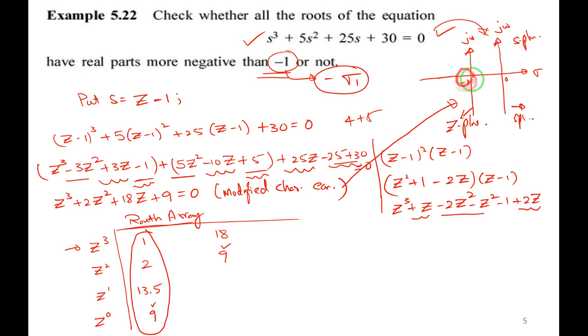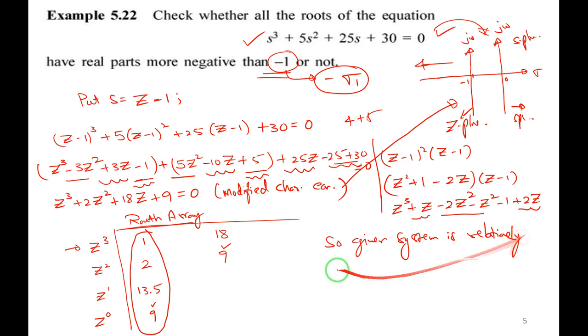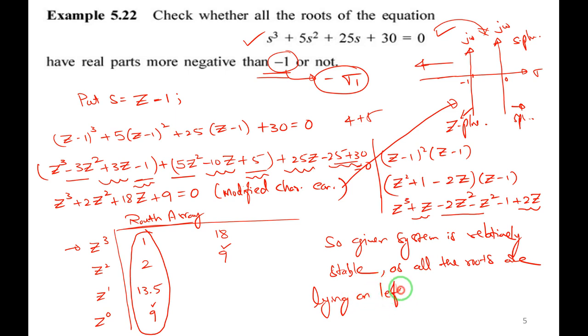In the z plane, the shifted imaginary axis is at minus 1, which means all the roots are lying on the left half of the z plane, right? More negative than minus 1. So the given system is relatively stable, or simply stable I can also say, as all the roots are lying on the left half of the z plane.